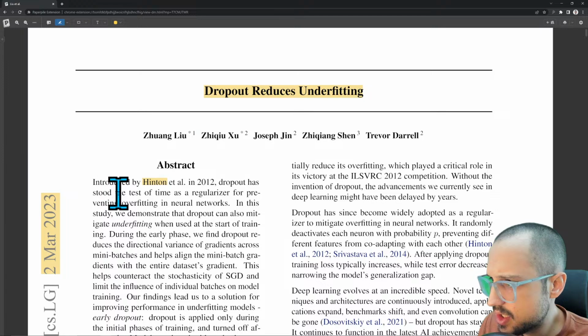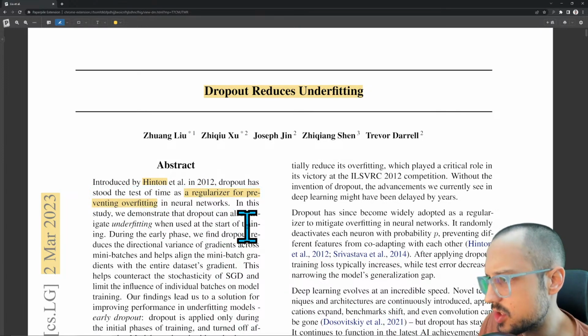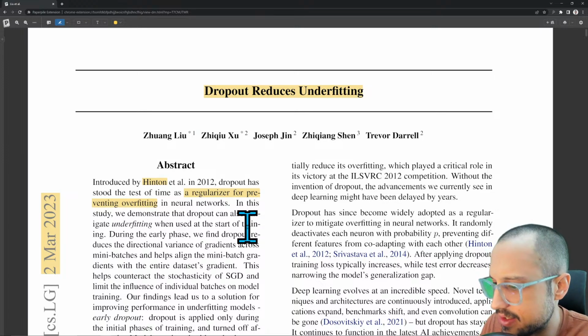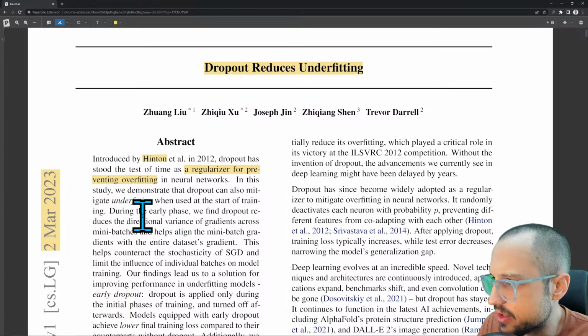Dropout has stood the test of time as a regularizer for preventing overfitting. Okay, this is a nice way of summarizing what dropout does, where it prevents overfitting, prevents that one path through the neural net that gets overused, right? In this study, we demonstrate that dropout can also mitigate underfitting when used at the start of training. During the early phase, we find dropout reduces directional variance of gradients across mini-batches and helps align the mini-batch gradient with the entire dataset's gradient.